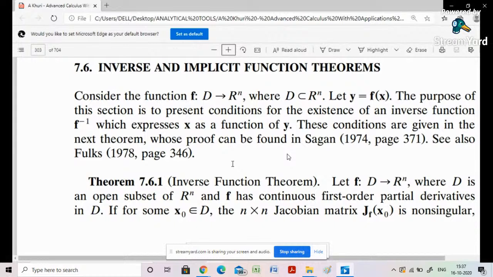There is no proof given in this text. You can refer to the book by Sagan, page 371. Anyway, we are not discussing the proof. We are using only the theorem.